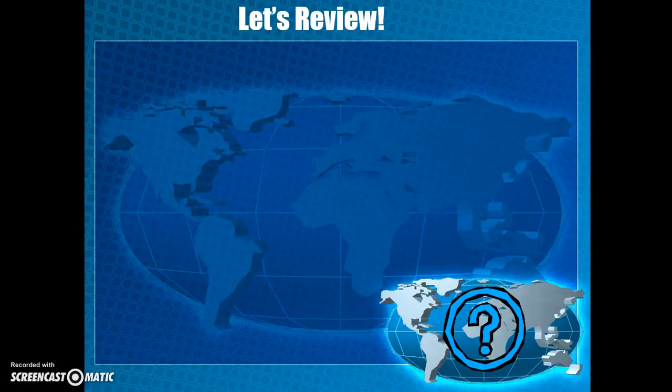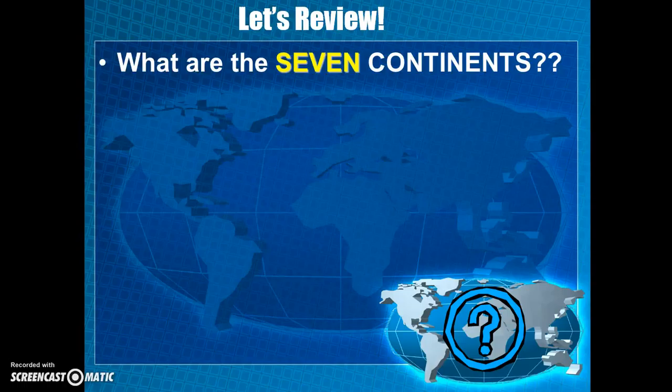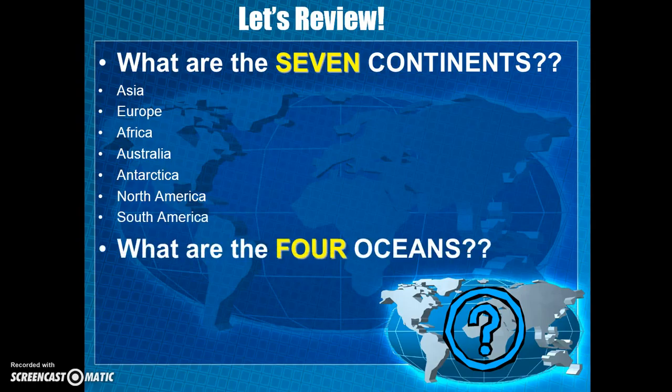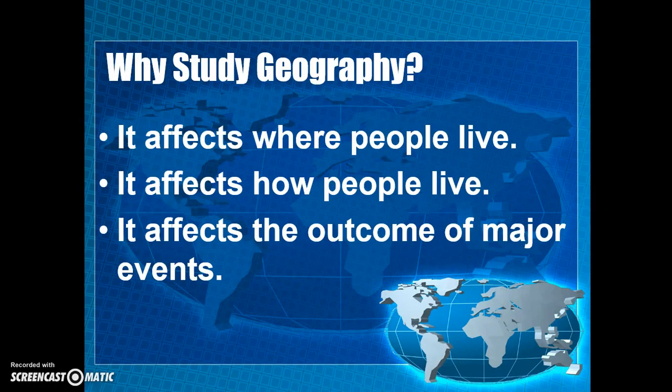First of all, during this lecture, we reviewed what the 7 continents were. So you should know that the 7 continents are Asia, Europe, Africa, Australia, Antarctica, North America, and South America. And also know the 4 oceans. So there's the Pacific Ocean, the Atlantic Ocean, the Arctic Ocean, and the Indian Ocean.